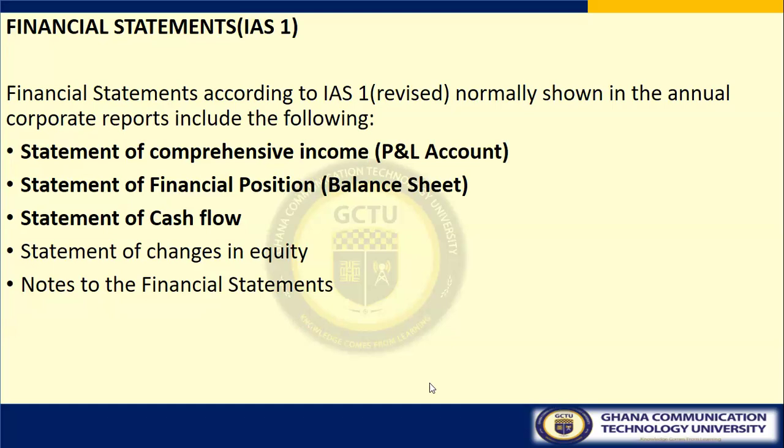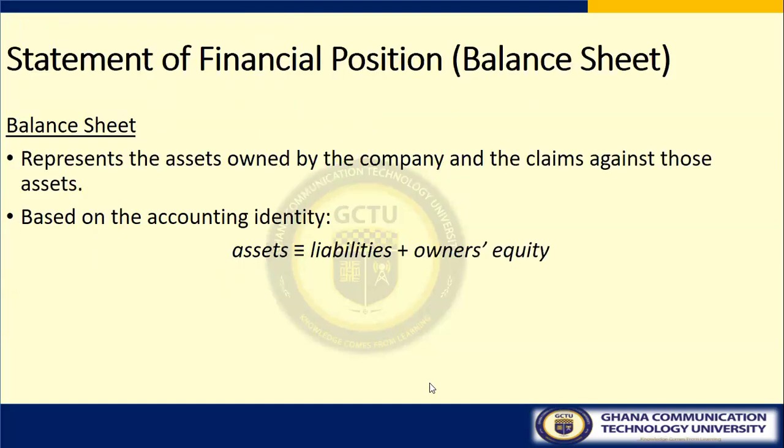According to International Accounting Standard 1, revised, financial statements normally shown in the annual corporate report include the following. IAS 1 is the standard that spells out the financial statements: the statement of comprehensive income or P&L account, the balance sheet or statement of financial position, the statement of cash flow, the statement of changes in equity, and notes to the financial statements. Now we are starting with the balance sheet or statement of financial position.